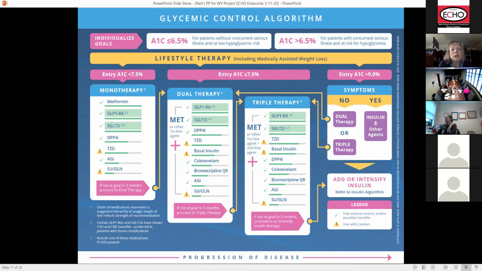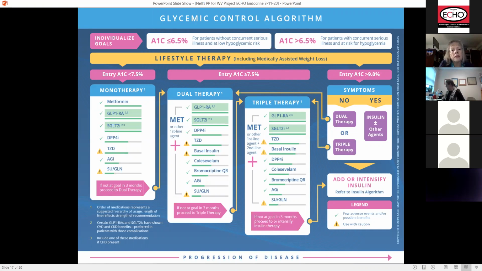Notice at the top, it just says glycemic control algorithm, individualized goals, then it says lifestyle therapy that we've been talking about all along the way. And then you go down to if the entry A1C is less than 7.5, they recommend monotherapy, and first line is metformin. If they can't tolerate metformin, then it would be a GLP-1. If there's some reason, T2.